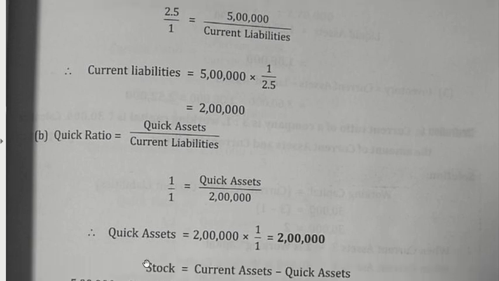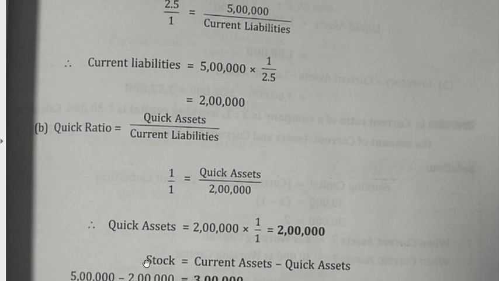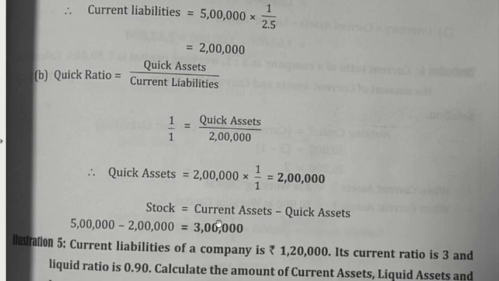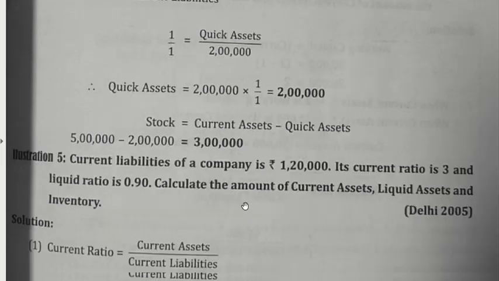So now we can easily find out our stock. Why? Because current assets minus your quick assets is always stock. Why? Because in quick assets we do not include stock and prepaid expenses. So stock is equal to current assets minus quick assets. 5 lakhs minus 2 lakhs, which is equal to 3 lakhs, is your stock.